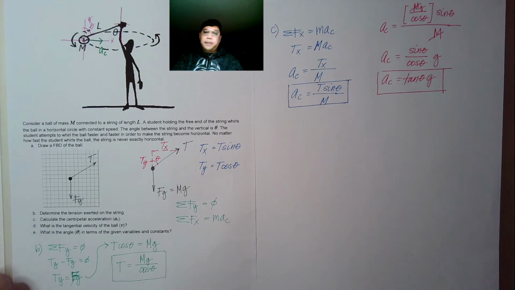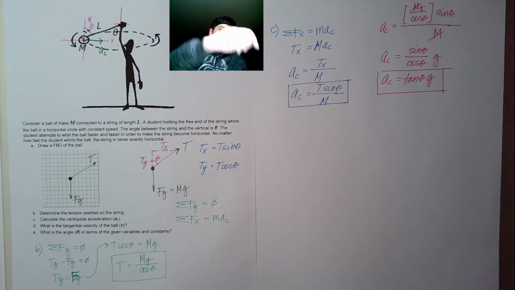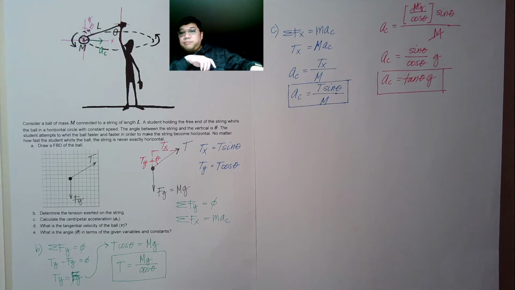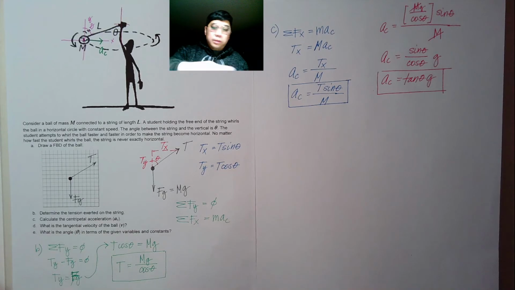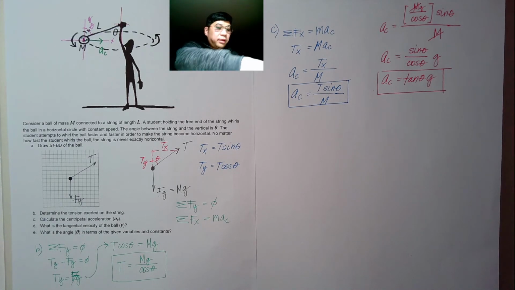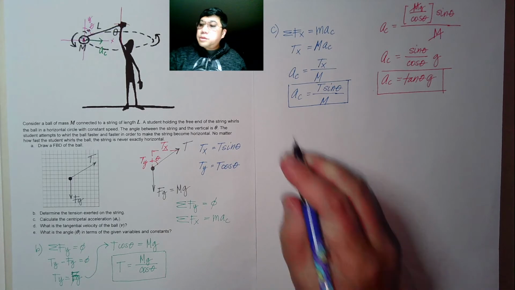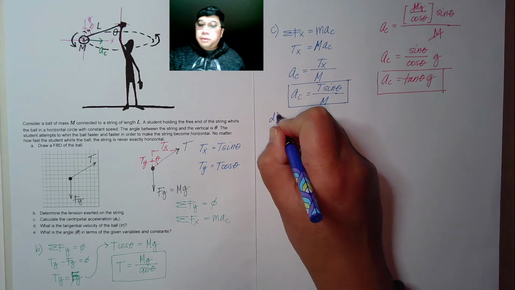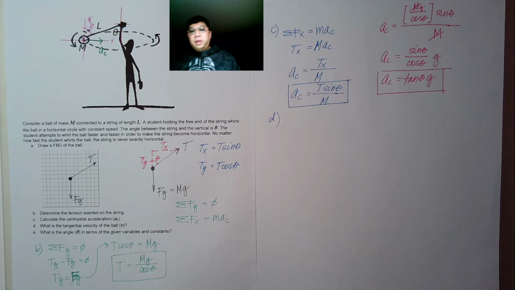problem. Okay, so letter D, what is the tangential velocity of the ball? Okay, so what is the tangential velocity? So let's use a different color ink. Let's use, what color haven't I used yet? Let's use the purple one. So letter D, what is the tangential velocity of the ball?